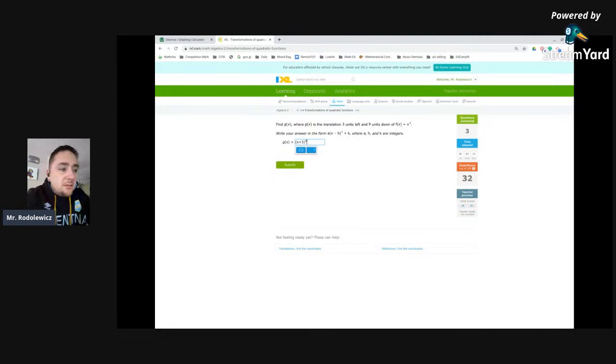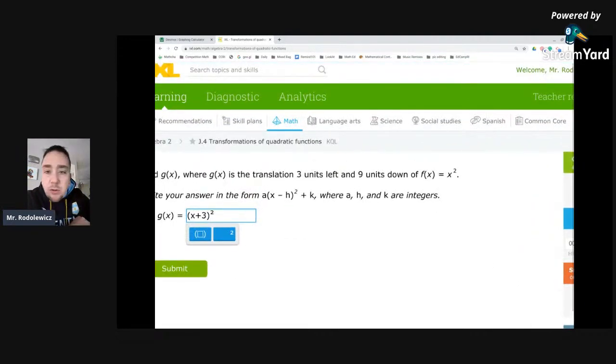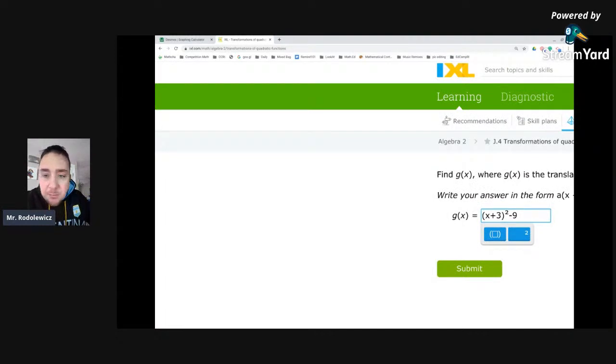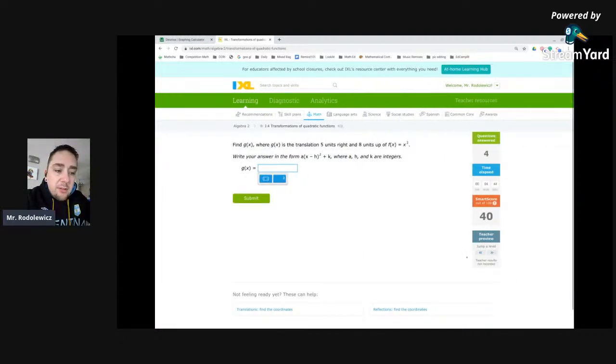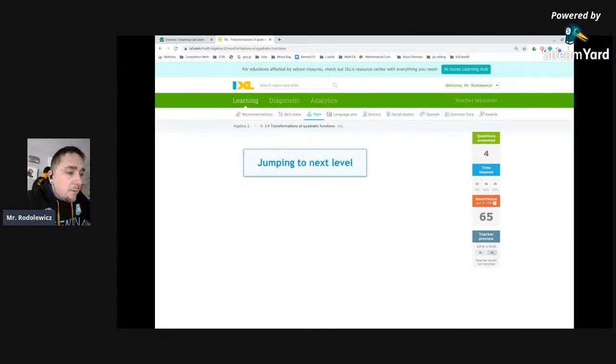So we're going to translate 3 units left and 9 units down. Plus 3 inside the group. Minus 9 outside of it. Now we have multiple transformations going on. Good work. Let me see if I can jump ahead a tiny bit here.